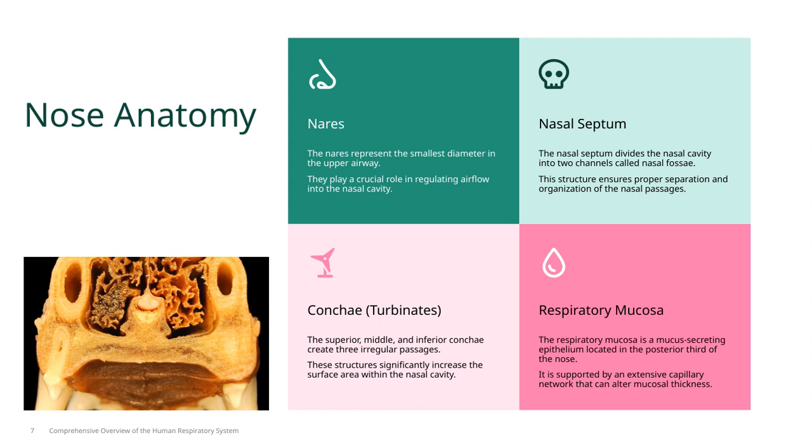Finally, let's talk about the nasal septum. This is the structure that divides the nasal cavity into two separate channels called nasal fossae. Its proper organization is crucial for ensuring that airflow is evenly distributed and that each side functions effectively. Overall, these structures work together to optimize our breathing process, which is fundamental to our overall respiratory health.